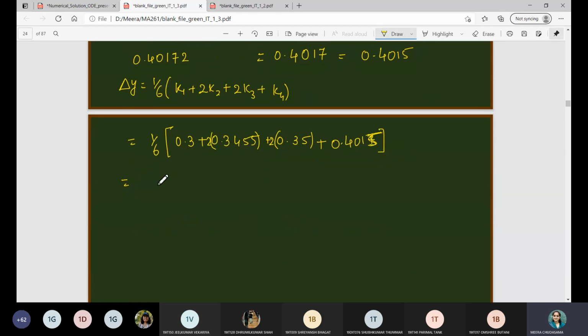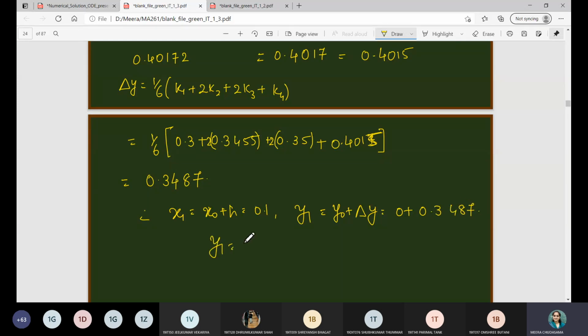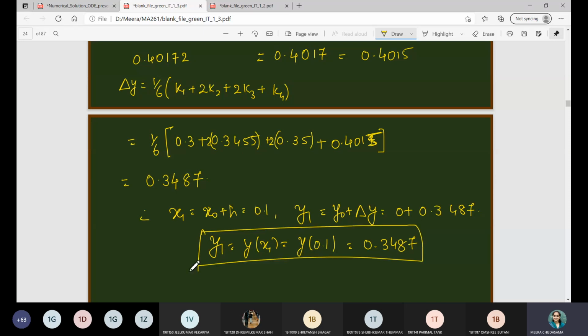So I will write it over here, and finally this expression you will get as 0.3487, right? Therefore x1 will be x0 plus h, which we have already evaluated. And y1 will be y0 plus delta y, which is 0 plus delta y, meaning 0.3487. So y1, which is y at x1, which is y at 0.1, we have 0.3487, right? This is the answer we are getting in the first iteration only.